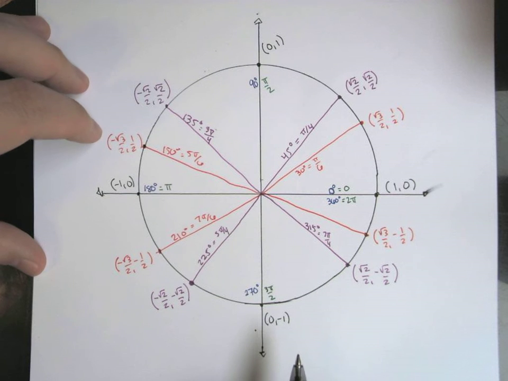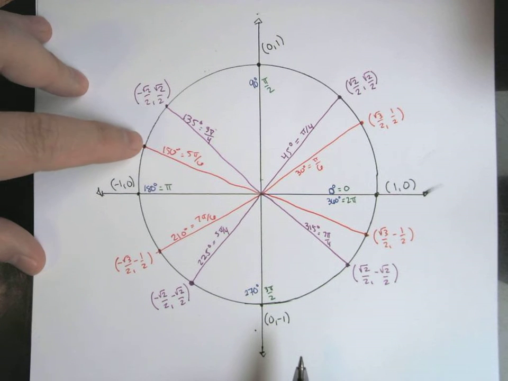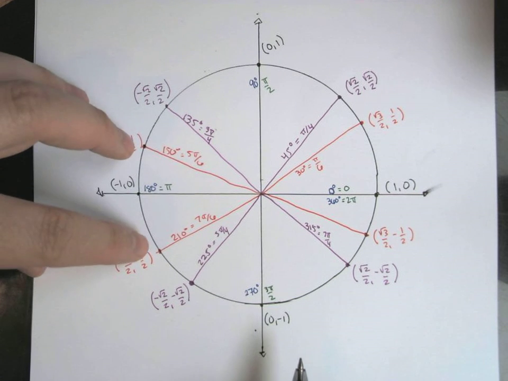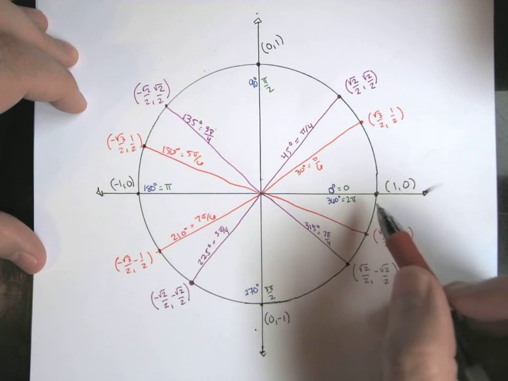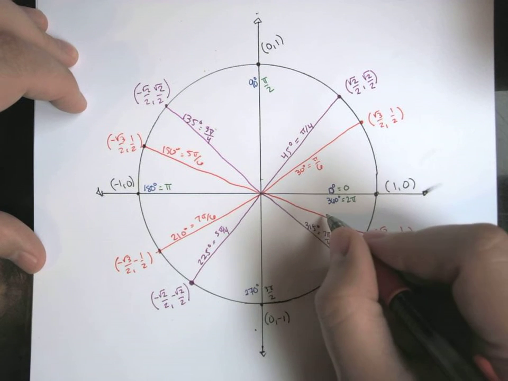Every 30 degrees is 1 pi over 6, right? So this is sort of 5 over 6. 6 over 6 is 1. 7 over 6 is here, right? This 2 pi would be like 12 over 6. So this would be 11 pi over 6, or 330.